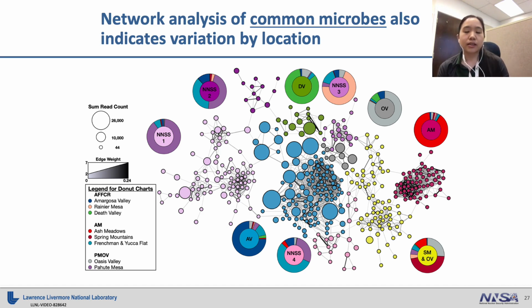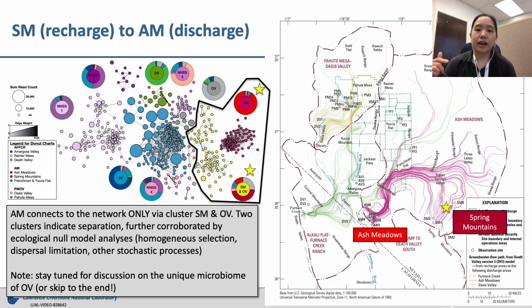And overall, we can see that common microbes are clustering by location. So from the network, we can see that common microbes from Spring Mountains and Ash Meadows are connected in 2 clusters. And importantly, the Ash Meadows cluster is actually only connected to the network via the Spring Mountains cluster. These 2 sites are also separated into 2 clusters, which indicates there is some degree of separation of the microbial communities between these 2 sites, and this was further corroborated by ecological null model analyses.